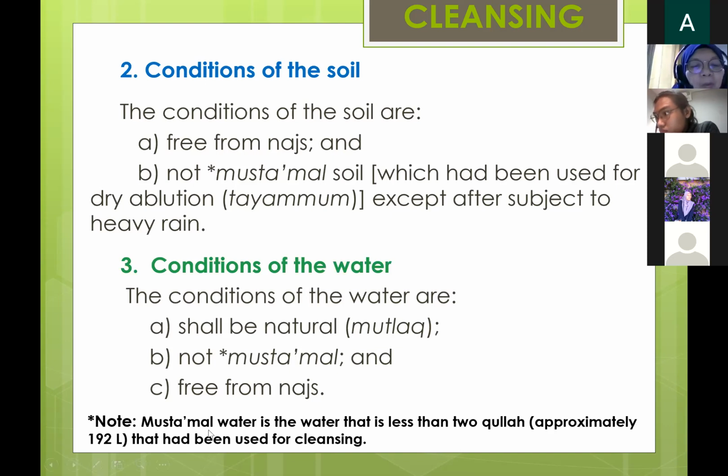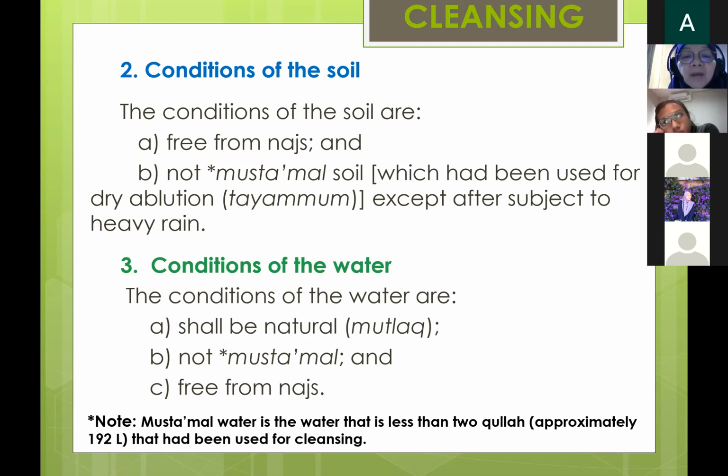Okay, this is musta'mal water. When is it musta'mal? When is it not musta'mal? Musta'mal water is water that is less than 2 qullah. Remember, just now, you cannot use musta'mal water as water for cleansing. What is musta'mal? Musta'mal is water less than 2 qullah. I'm not sure about the Arabic, I can find it for you later on, but basically it is equivalent to 192 liters of water. So if you have water that is less than 192 liters that you use for cleansing, that water is no longer mutlak. It's no longer pure because it has been used.